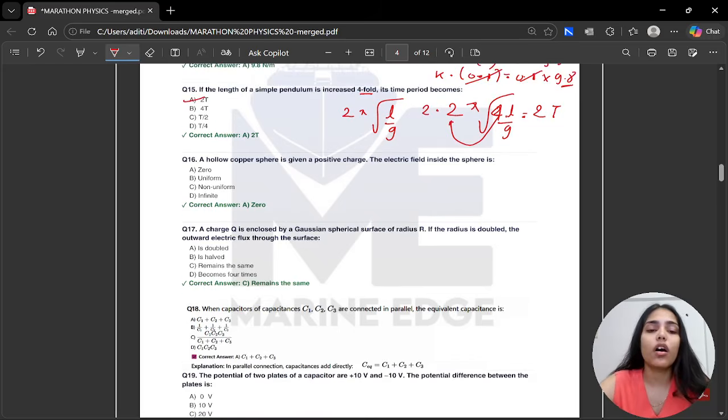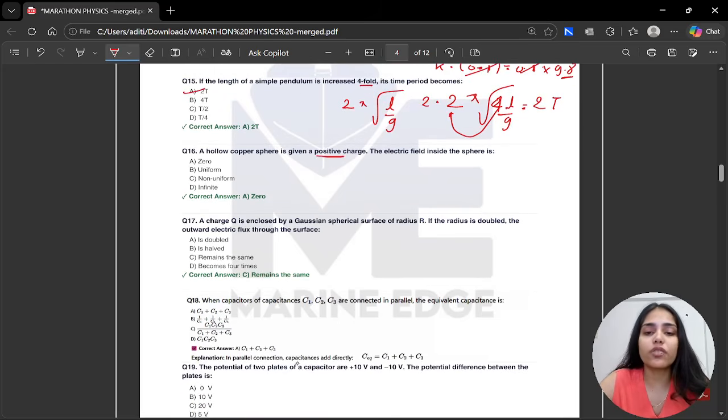Now, a hollow copper sphere is given a positive charge. The electric field inside the sphere is, so we have already discussed, inside a hollow sphere, there is no electric field, right? Outside you will feel it. In a solid sphere, there will be an electric field inside the sphere, but in a hollow shell structure, there is no electric field inside it, okay? So that will be 0.